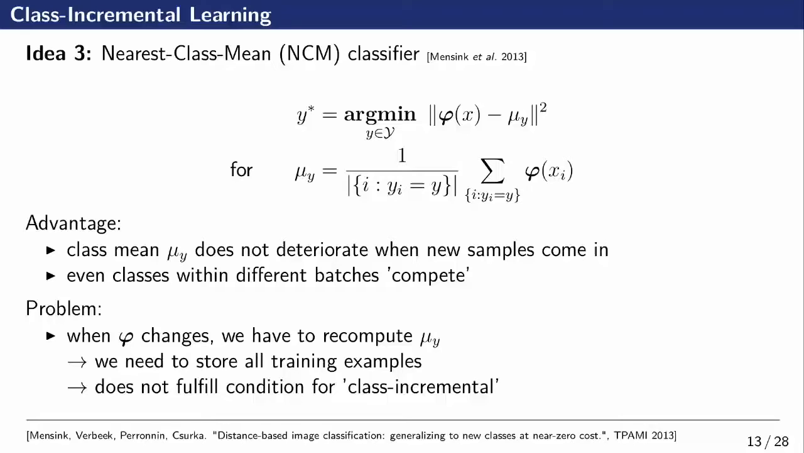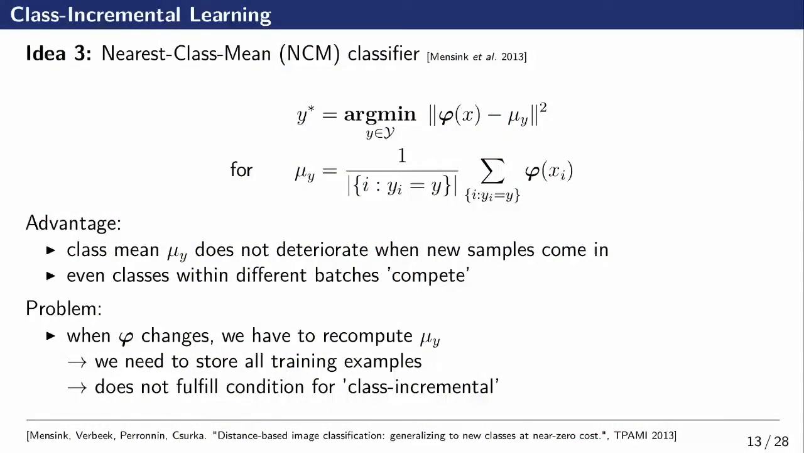The problem comes in when you do want to learn the representation as well. Then the average vector across all images changes when your representation changes. You would have to recompute it after every update of the feature representation. And in order to recompute it, you need the training examples, and that means you have to store the training examples, and that would mean that you have to store all data you ever see, and this clearly is not scalable anymore. You cannot just do this. It doesn't fulfill the conditions we had in the beginning for being class incremental, because if we have to store all the data, we can just do anything anyway.